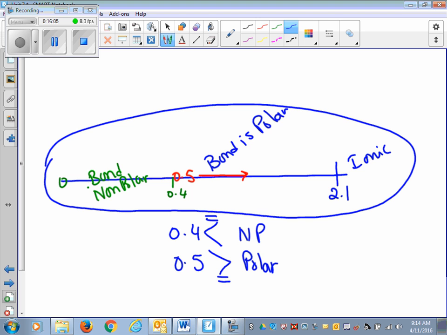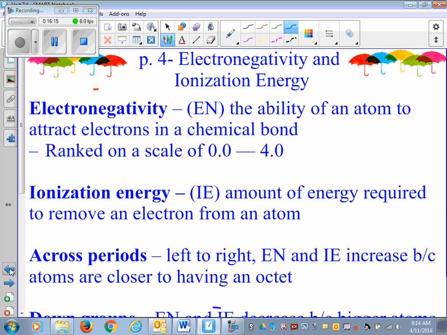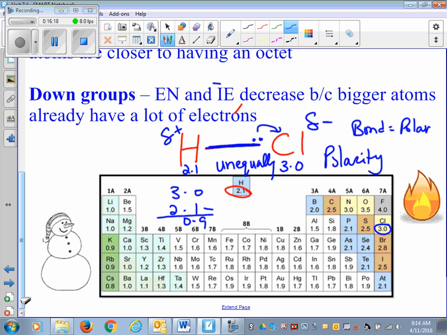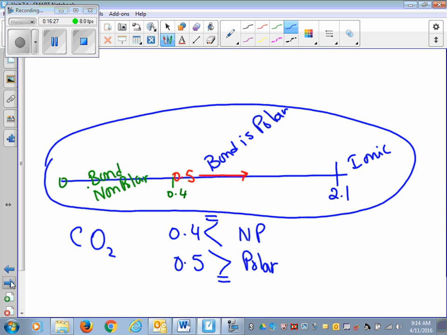So, let's say you have CO2. The question is asking, is CO2 polar or non-polar? I'm going to go back to the electronegativity chart. Carbon is 2.5 and oxygen is 3.5. Of course oxygen is more electronegative. The difference is 1.0, which is greater than 0.5. That means the bond is polar.